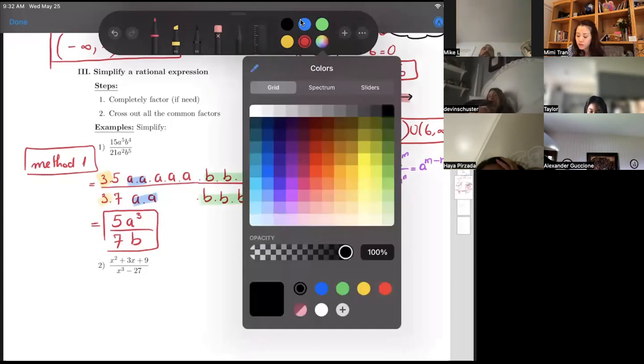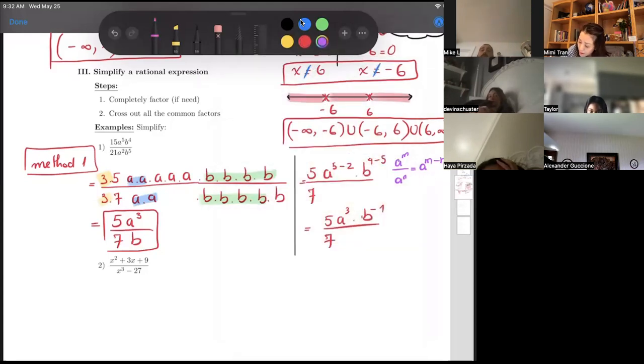So I have another chance to introduce you to another rule. If I have a to the negative m, it is equal to 1 over a to the m. You flip it and then you change the sign. That's all you do. You flip it, and you get rid of the negative in the exponent. So if I flip b to the -1, it becomes 1 over b to the first, right? So 5 over 7, a cubed, and then b to the first. We don't write b to the first, we just write b.